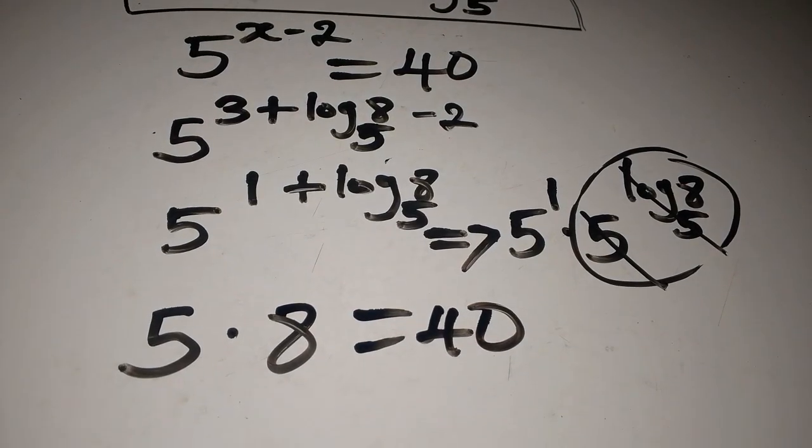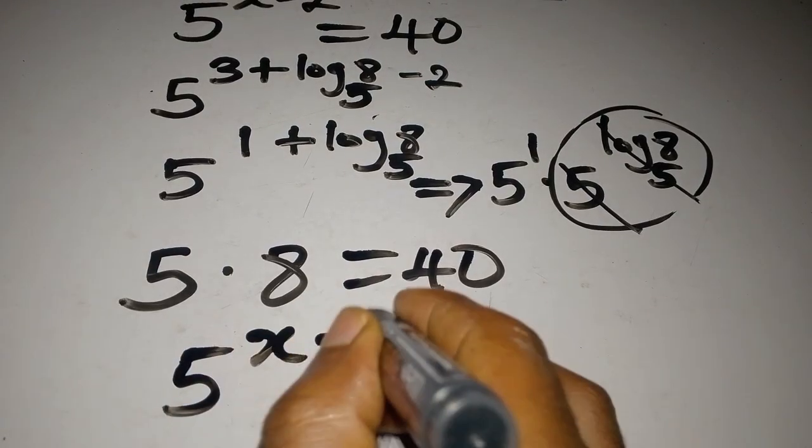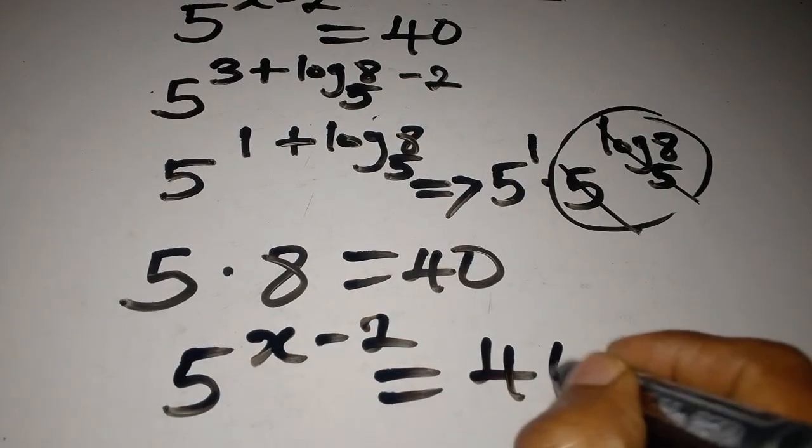No wonder the given equation is 5 to the power of x minus 2 equals 40.